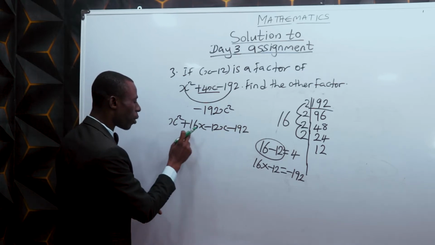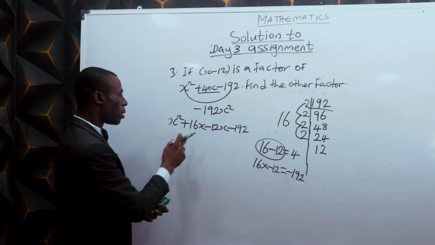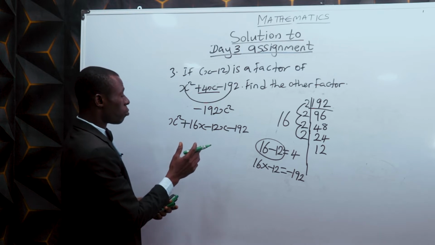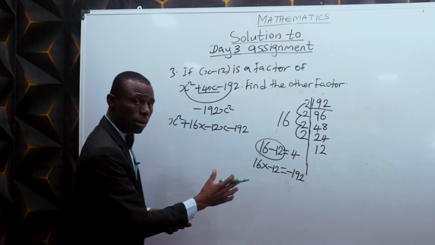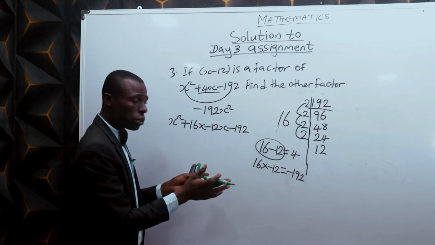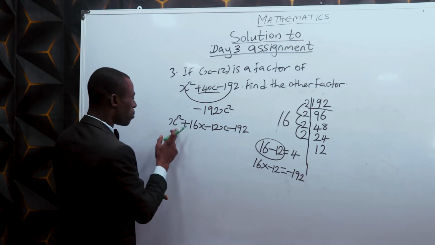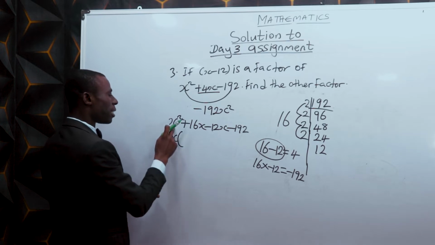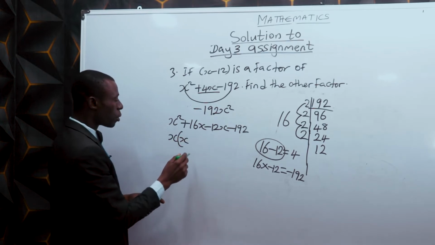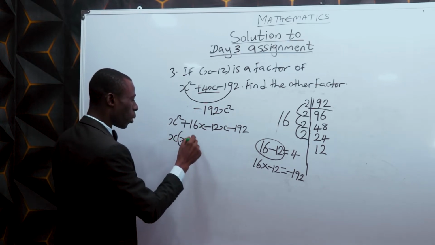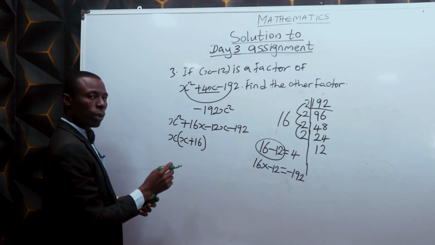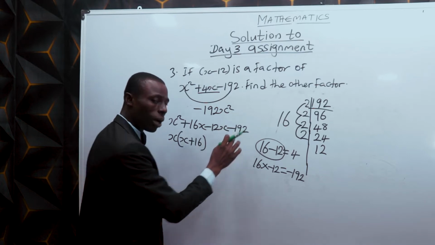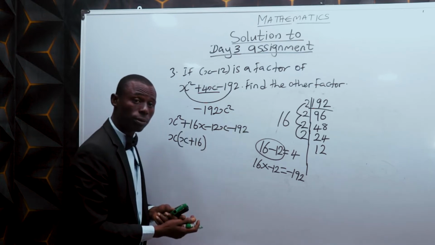Between x² and plus 16x, what is common? x is common. And if you want to realign them, rematch them, it's allowed. But let's use this. Between this and this, what is common? Only x. x into x² gives us x. x into 16x gives us plus 16. So looking into that, what is common to minus 12x and minus 192? You can see it is minus 12.